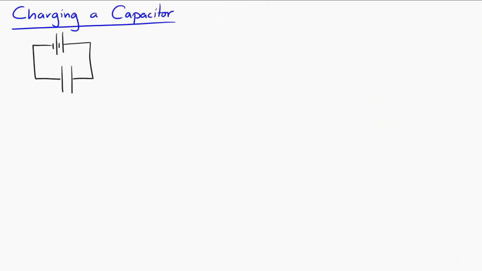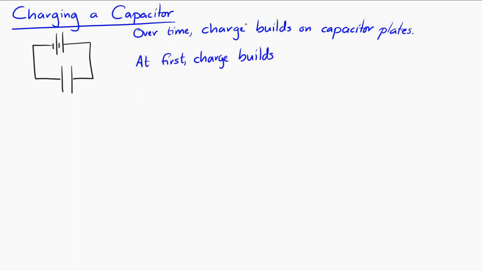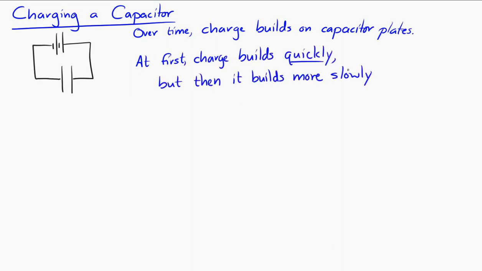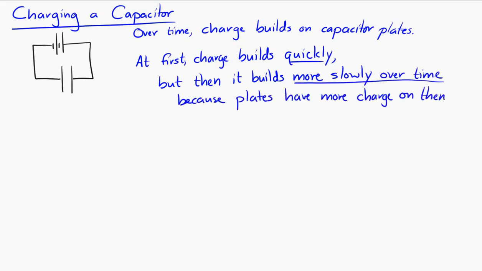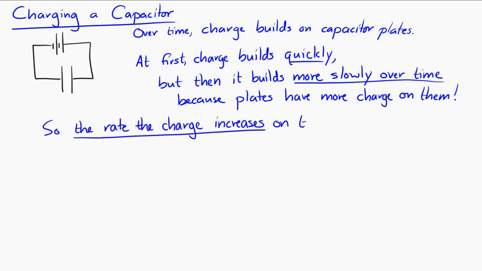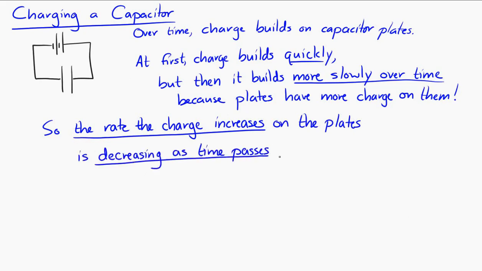So let's look at charging up a capacitor. We already looked at this a little bit, but over time, if we have a battery connected to a capacitor, charge will build up on the plates. At first, that charge is going to build up quickly. But then, as it builds, the charge is going to build up more and more slowly because the plates already have charge on them. So in other words, the rate that the charge builds on the plates will be decreasing as time passes, as more and more charge is already on the plates.